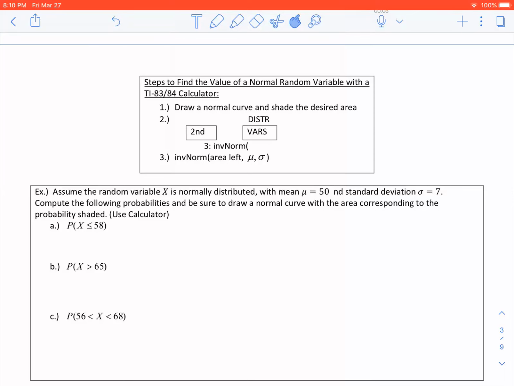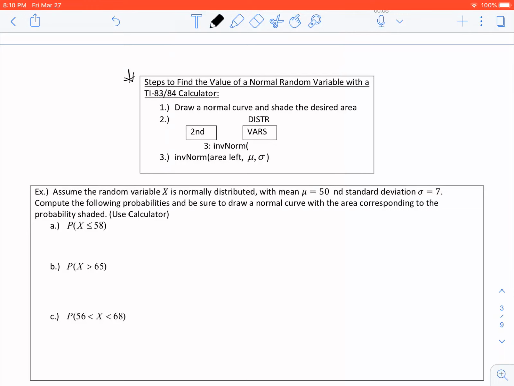Now we are starting on the top of page 4 in section 6.1. And at the top of page 4 it says steps for finding the value of a normal random variable with a TI-83/84 calculator. So we're going to go ahead and give that a star. First thing you need to do is draw your normal curve and shade the desired area.